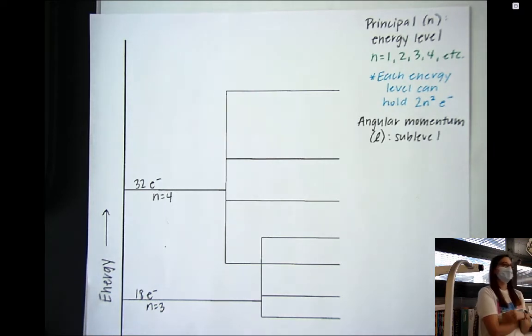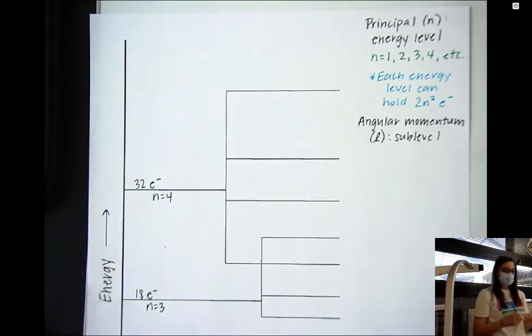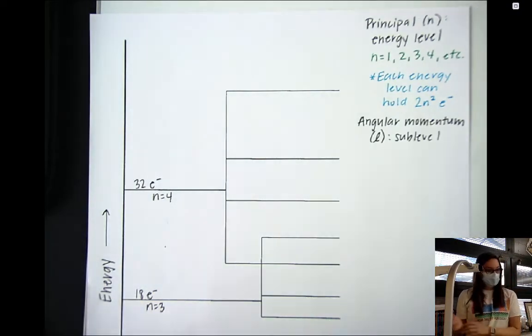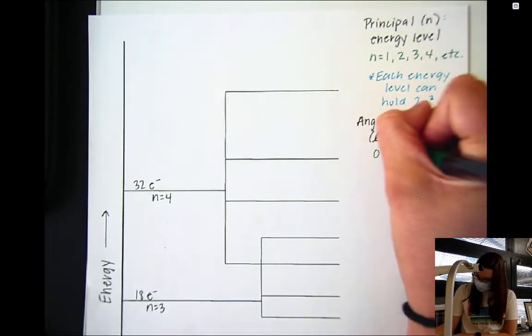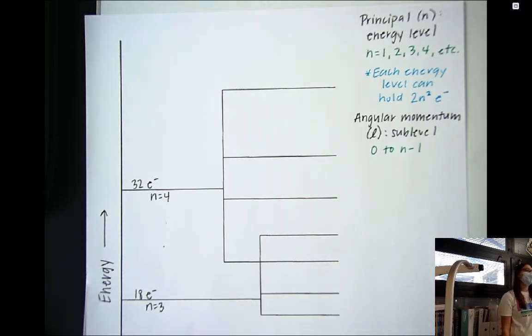We're thinking about quantum numbers like an address. The principal quantum number might be the city. The angular momentum quantum number would be the street. So we're getting more and more specific. The angular momentum quantum number, represented by the letter l, is the sublevel. Now the values for l are 0 to n minus 1. So your values for l could be anything from 0 to n minus 1. If n is 1, your only option is 0. If n is 2, your options are 0 or 1, and so on.